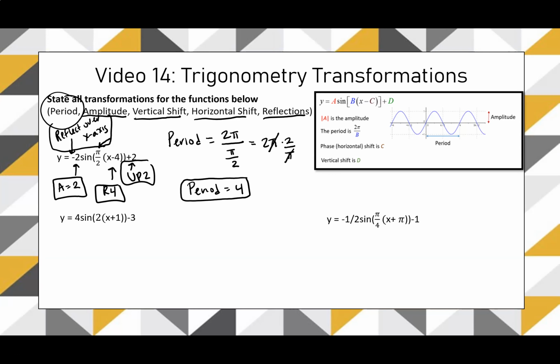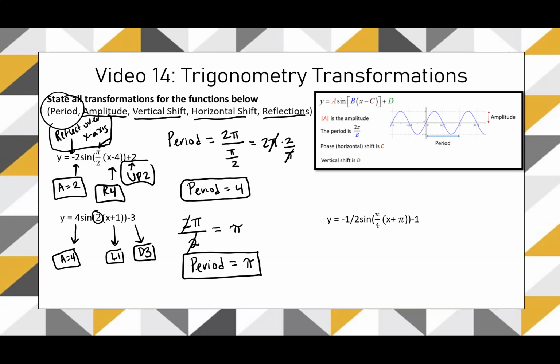All right, let's do the next one. We don't have a negative, so there's no reflection over the x-axis, so we skip that. But we do have an amplitude of 4, we have a left 1, we have a down 3, and now we have to deal with our period. So here's our b. We've got to do 2 pi over my b. Well, my b is 2. And 2 pi over 2, the 2's cancel, and I'm left with pi. So my period in this particular problem is pi.